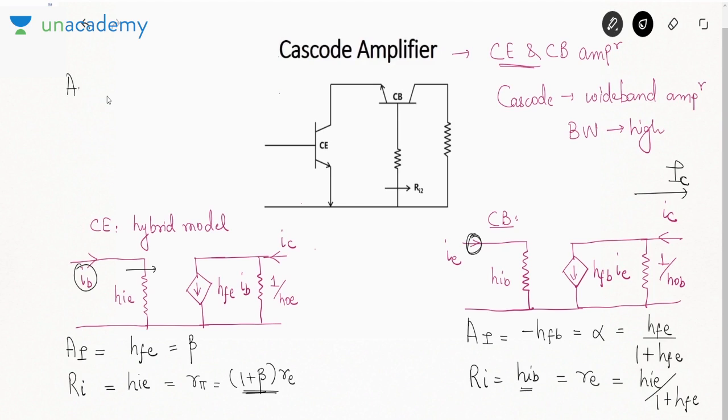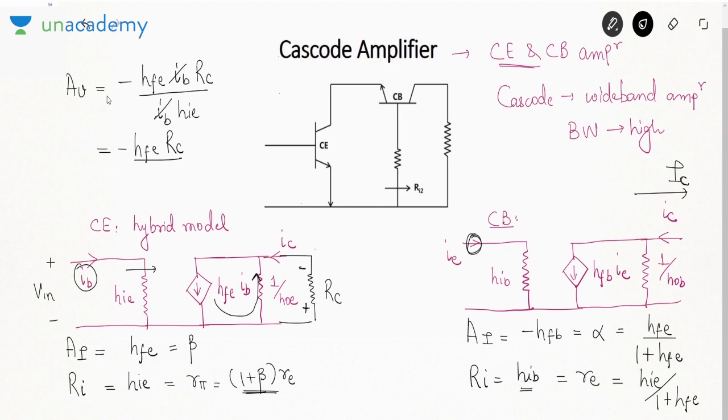What about the voltage gain? For voltage gain, you can see this current will go like this. Okay. So if you ignore HOE and you consider another resistance like RC, so what is the voltage gain? The voltage gain will be negative. So what is the voltage gain? Minus HFE IB RC. What about the input voltage? The input voltage is nothing but IB into HIE. So it is minus HFE RC by HIE. Okay, that is the voltage gain of the common emitter amplifier.